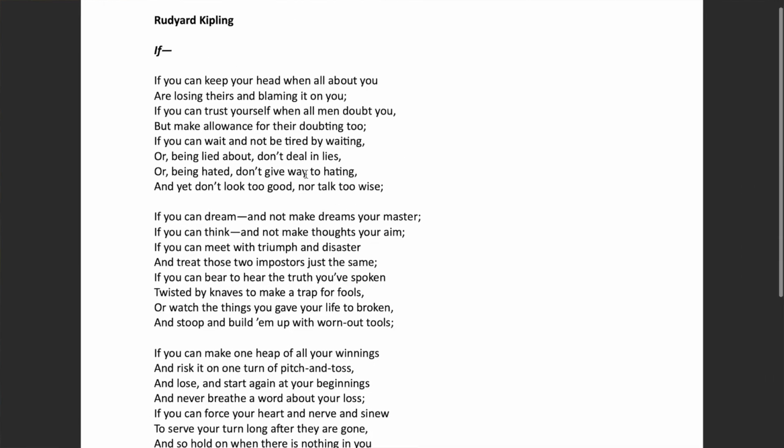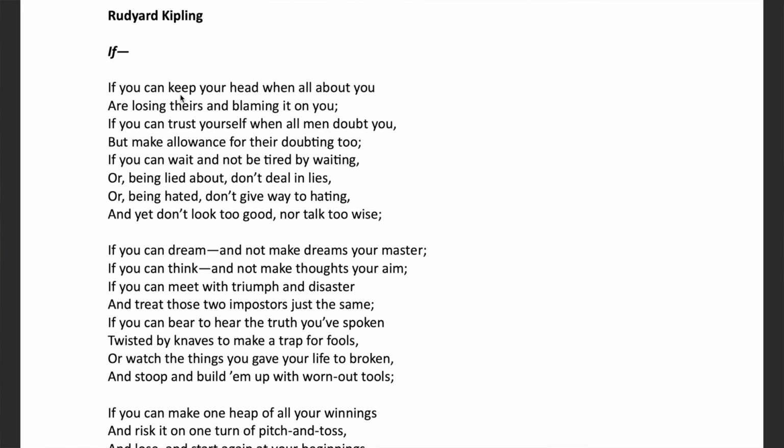But first, let's look at an example from a famous poem of alternating lines of feminine and masculine endings. So here is Kipling's famous poem "If," and I'm going to read some lines out loud. If you can keep your head when all about you are losing theirs and blaming it on you, if you can trust yourself when all men doubt you, but make allowance for their doubting too, if you can wait and not be tired by waiting, or being lied about, don't deal in lies, or being hated, don't give way to hating, and yet don't look too good nor talk too wise.